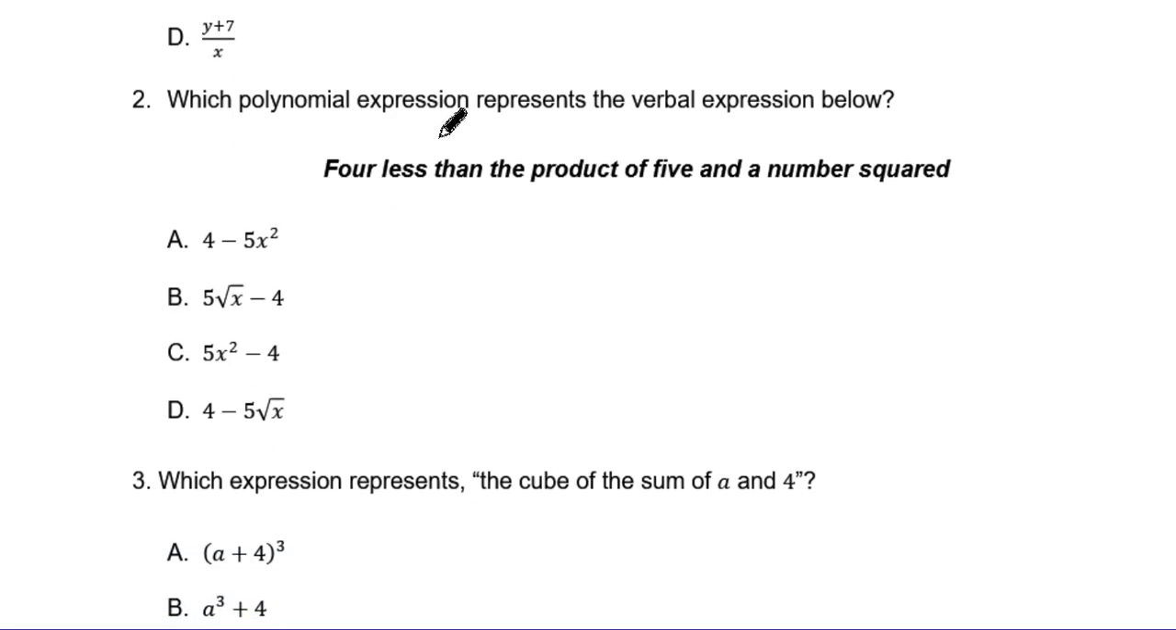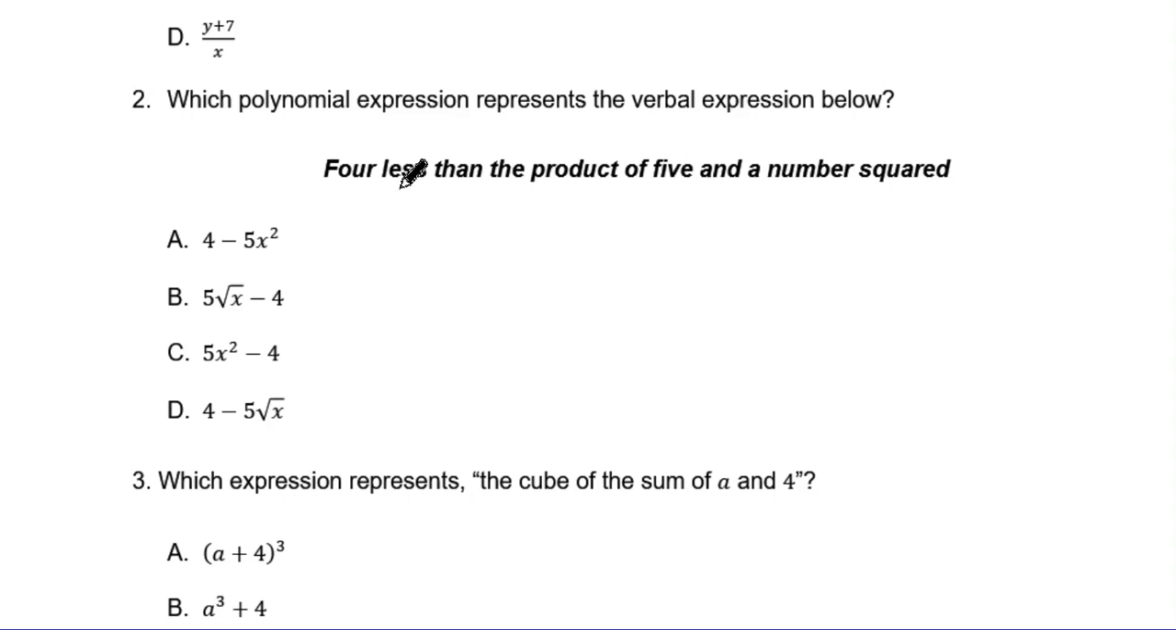Which polynomial expression represents the verbal expression below? Okay, 4 less than, let me write them down over here. Less than is minus, but we have to be careful here. I'll show you what this means. We have to be very careful with less than. The product is multiplication of 5 and a number squared. Okay, that's what I wrote there, it doesn't make any sense.